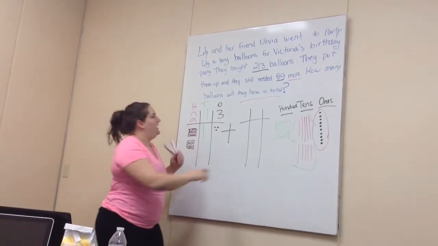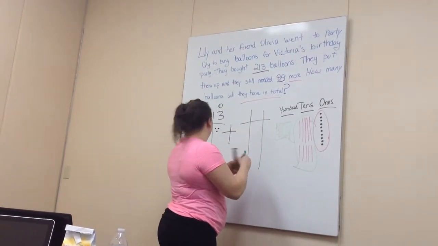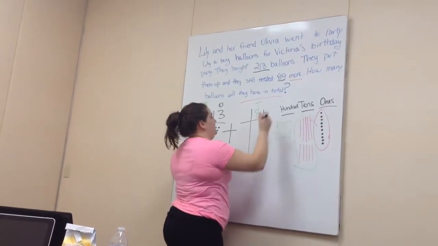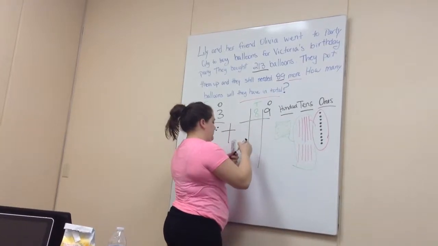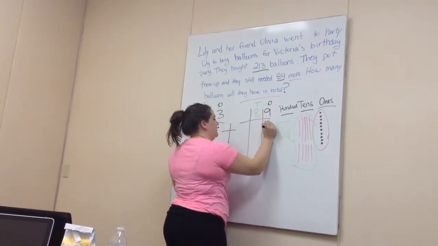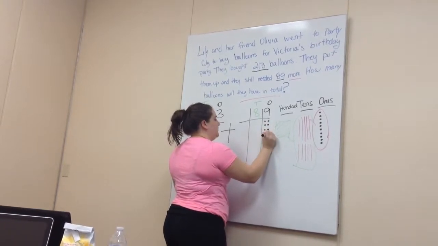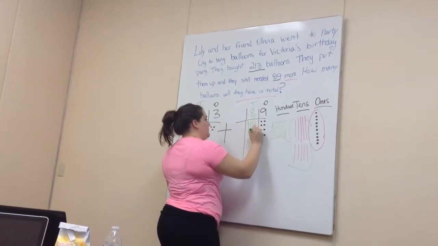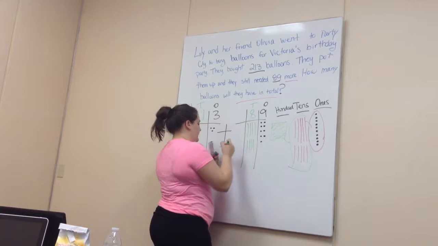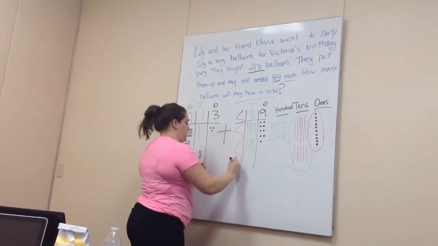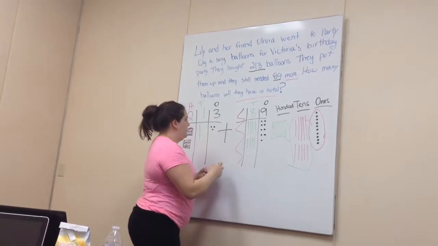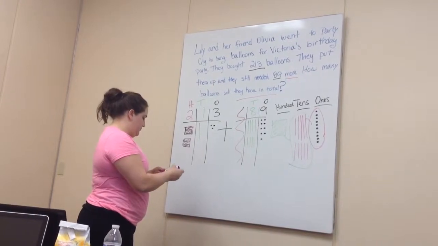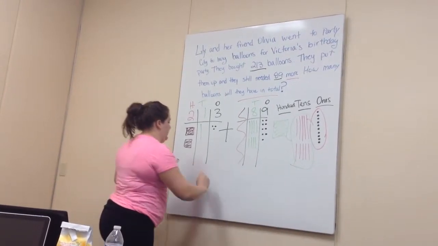Okay, so what we're adding is 89, so we're going to place this here. The 8 is in the tens, and the 9 is in the ones. So we're going to draw 9, and then we're going to draw 8 rods. We don't have anything in the hundreds, so we're just going to leave that blank. Now we're going to add them all together. We're going to do it down here.